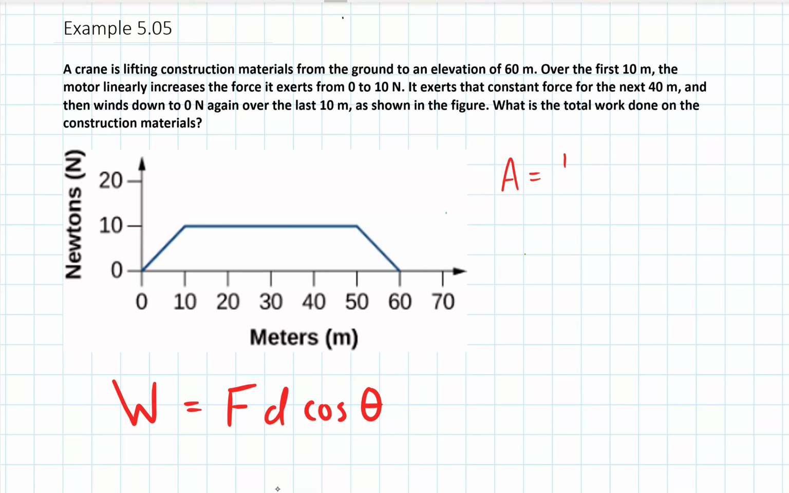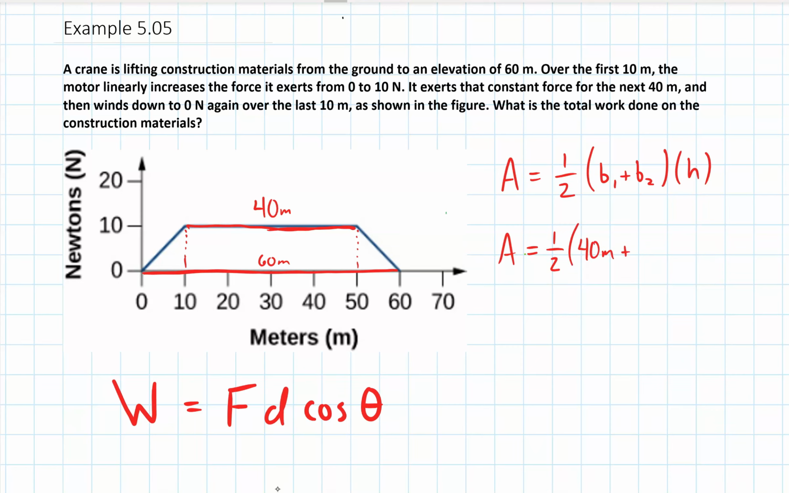So we're going to use the area of a trapezoid: 1/2 the sum of the two different bases times the height. When we look at this, the top base goes from 10 to 50 meters, so that whole part is 40 meters long. And the bottom is this entire piece. The bottom is 60 meters long.